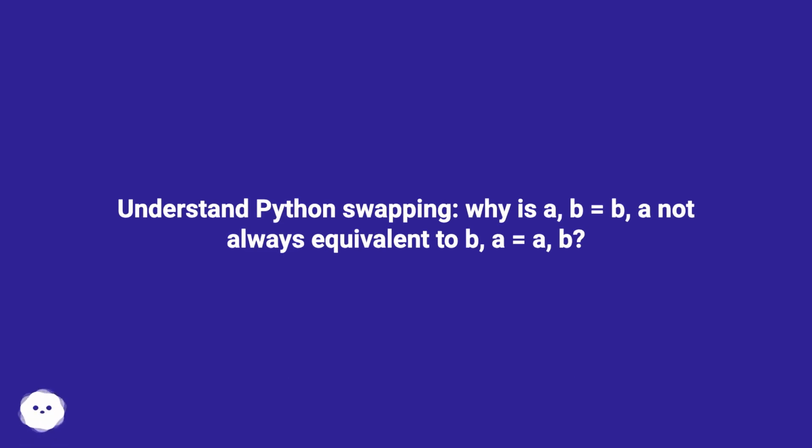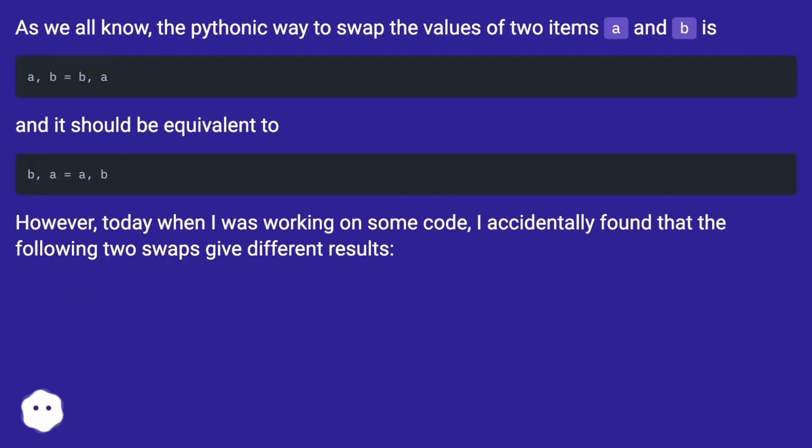Understand Python swapping, whereas a, b = b, a is not always equivalent to b, a = a, b. As we all know, the Pythonic way to swap the values of two items a and b is this, and it should be equivalent to this. However, today when I was working on some code, I accidentally found that the following two swaps give different results.